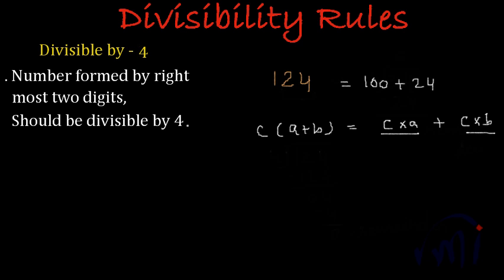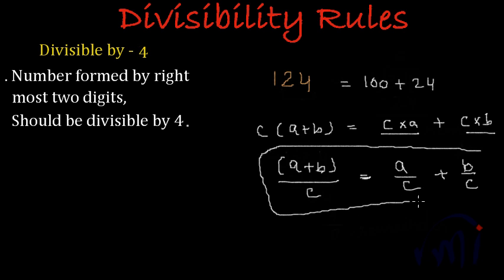So this was the distributive property of multiplication over addition, and a similar thing can be written for division also, right? Suppose you have a number like a plus b which needs to be divided by c. Either you do a plus b and then divide it by c, or you can do a by c and b by c separately and then add them. You remember where we have learned this? We have learned this in fractions, right? Yes. And this is what we are doing over here. This 124 can be written as 100 plus 24, right?